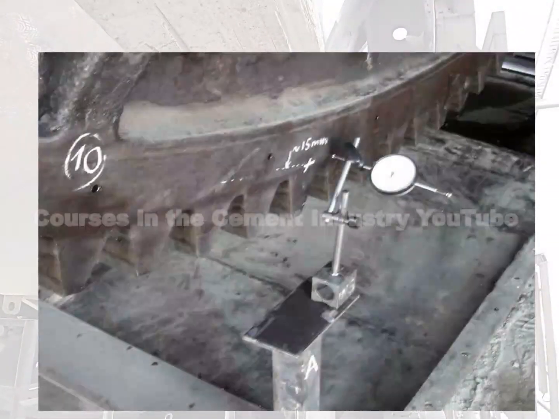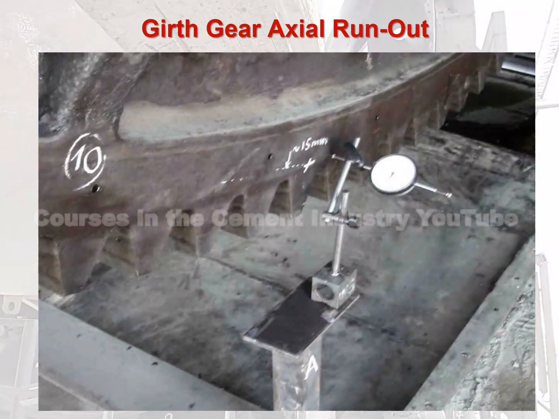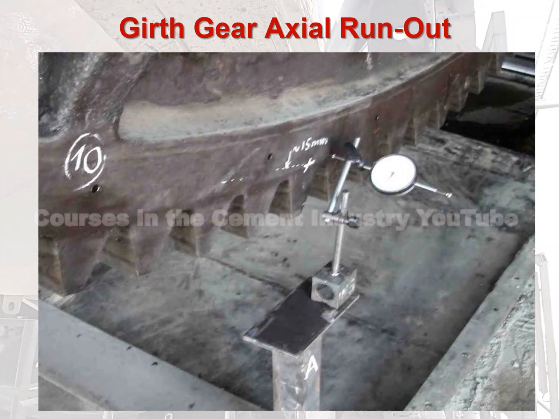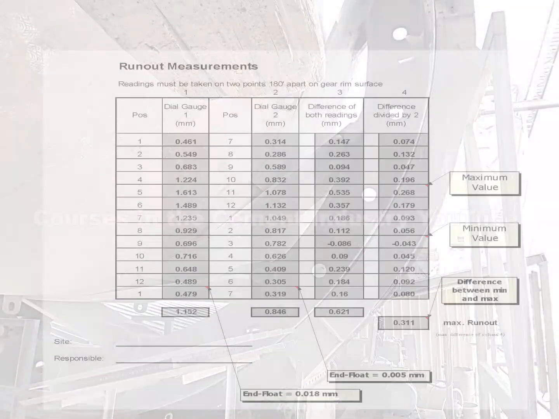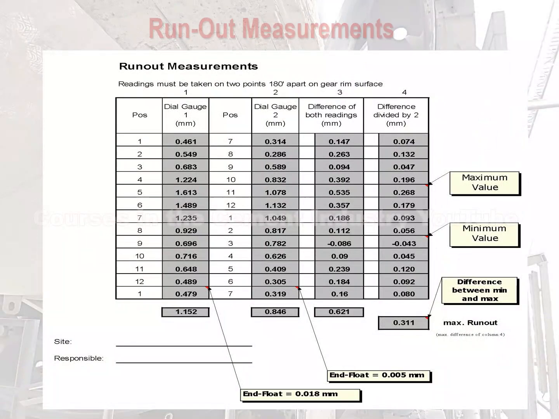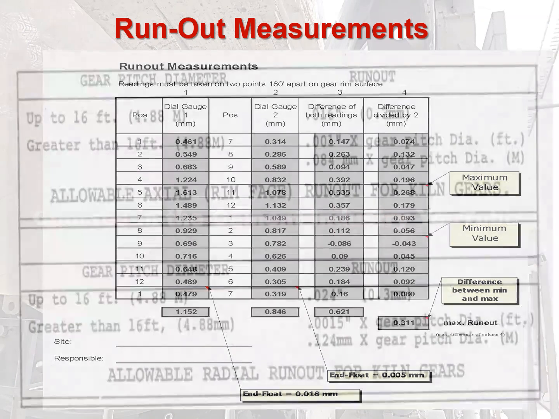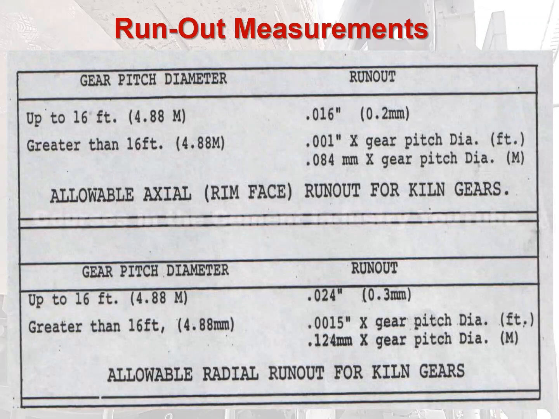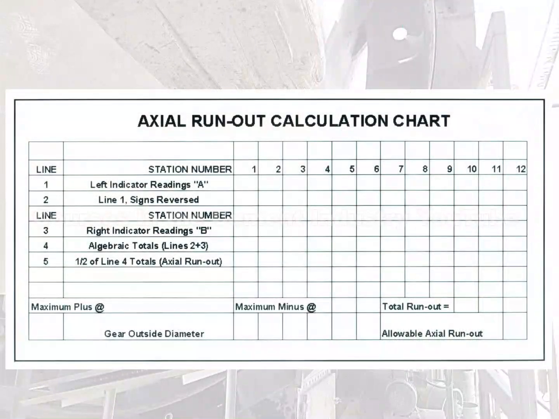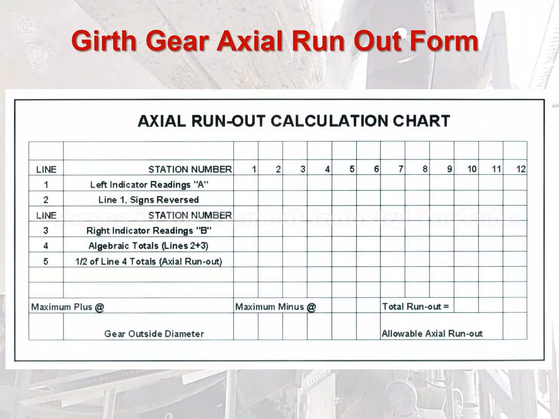This picture shows how to measure the girth gear axial runout. This table shows the value of runout measurements. This table shows girth gear axial runout form.